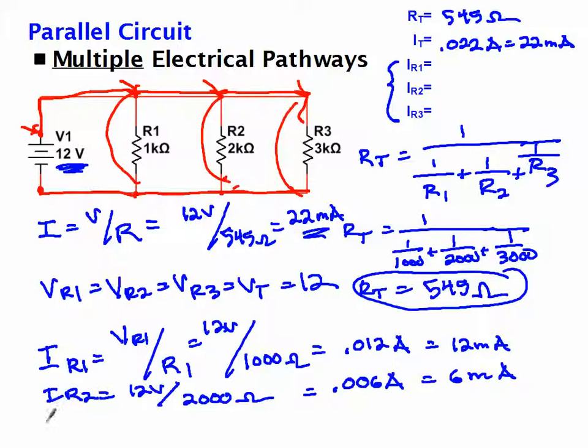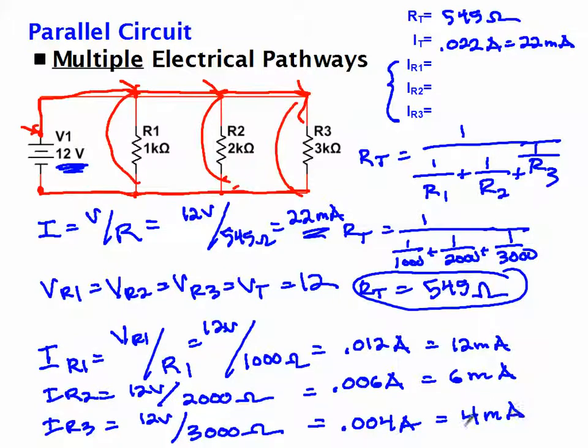And then IR3 equals 12 volts over 3,000 ohms, which should be a third of the first one. R3 is 3 times R1, so the current is going to be a third of that, or 0.004 amps.